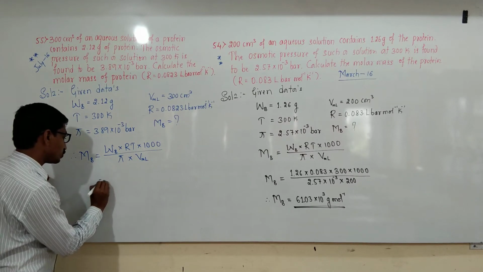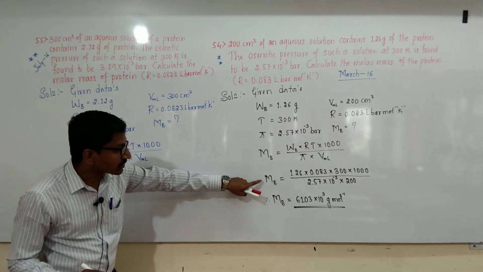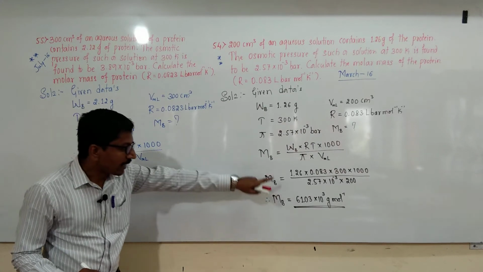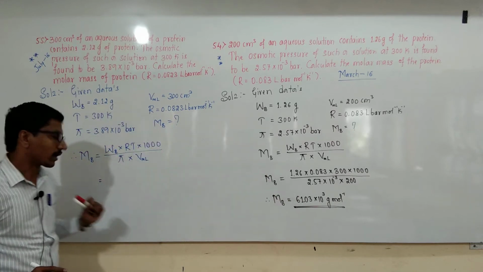Okay, substituting the values, formula carries 1 mark. Correct substitution of values in the above formula 1 more mark, and with correct answer, result and unit 1 more mark.